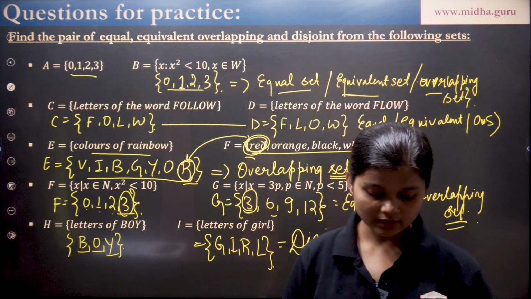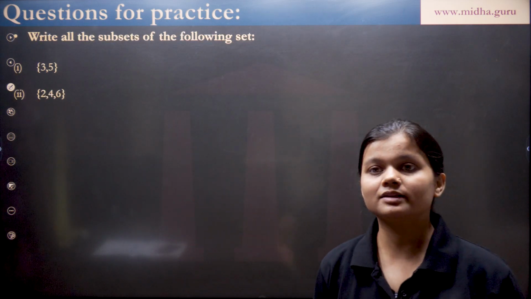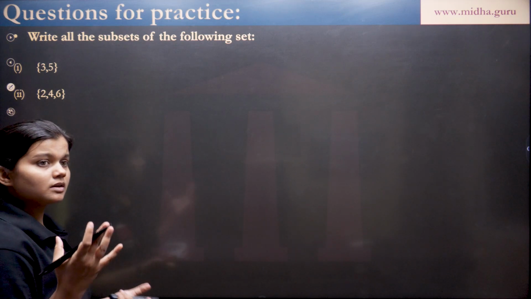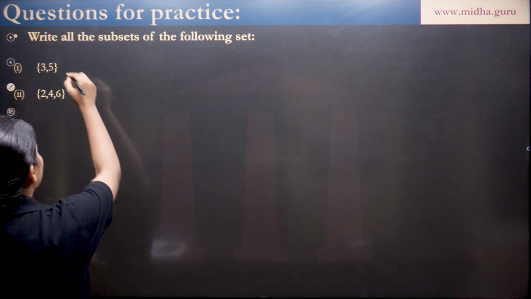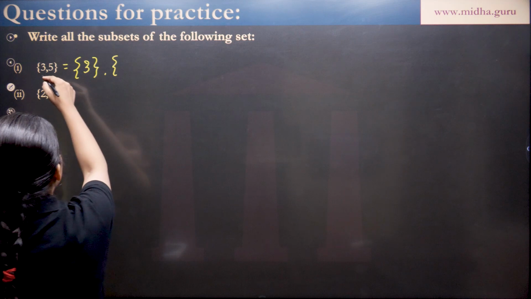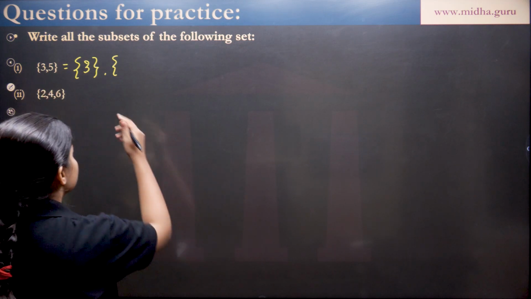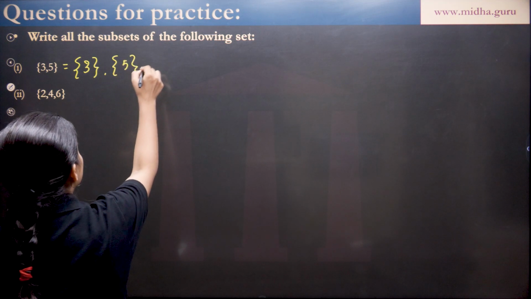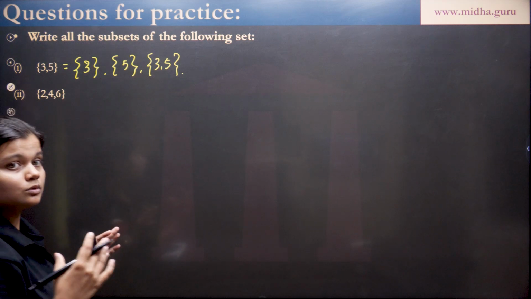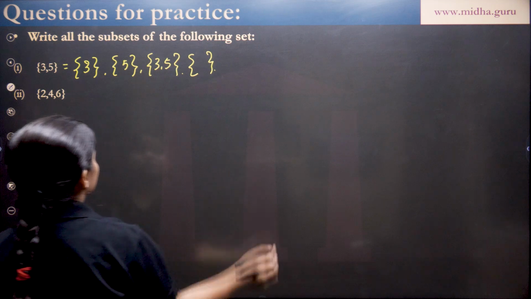So I hope this is clear to you. Next is: write all the subsets of the following set. How do we write the subsets? Let's understand. To write any set's subsets, we have to make the pairs. How can we write these two numbers 3 and 5 in how many different ways? 3, then 5 alone, then 3 and 5. Okay, and we also know that phi, the empty set, is also a subset of every set.